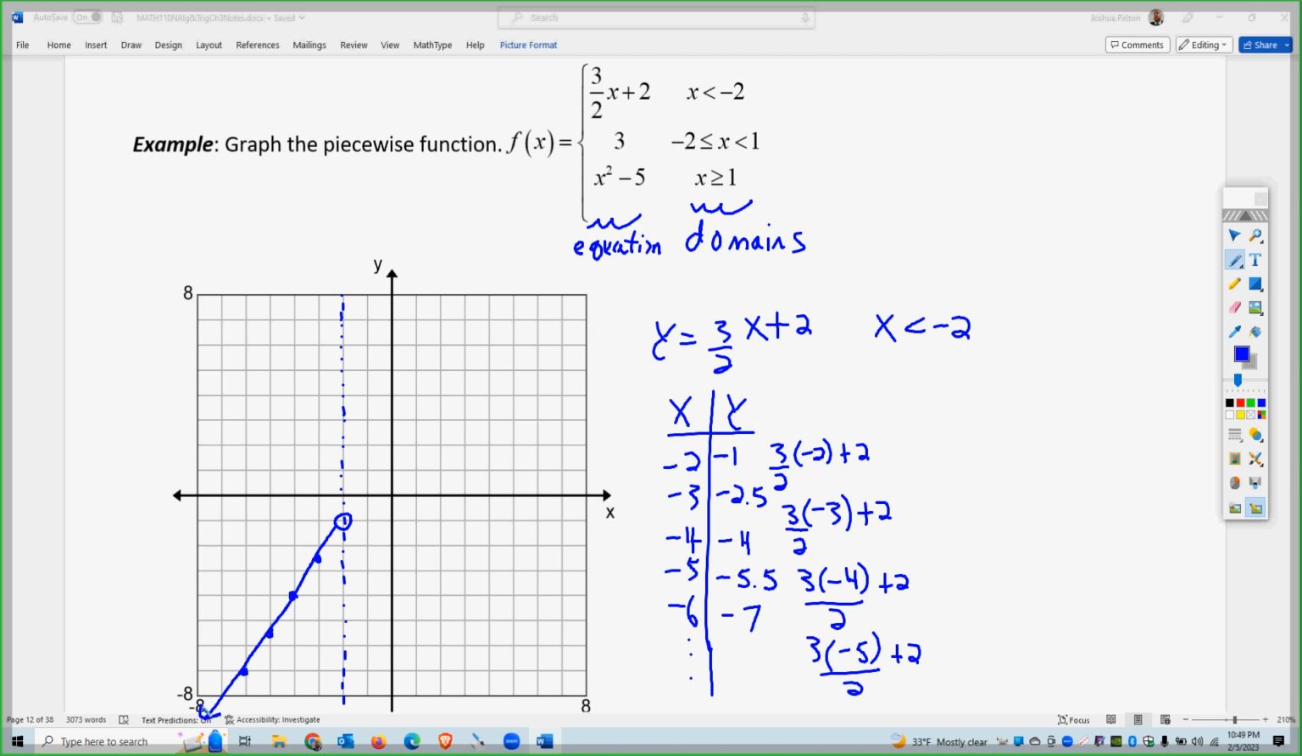Okay, and the question is, why do I have an open circle here? And let's unfill that circle there. The reason it's an open circle is because the domain specifies that you do not have -2 in there.